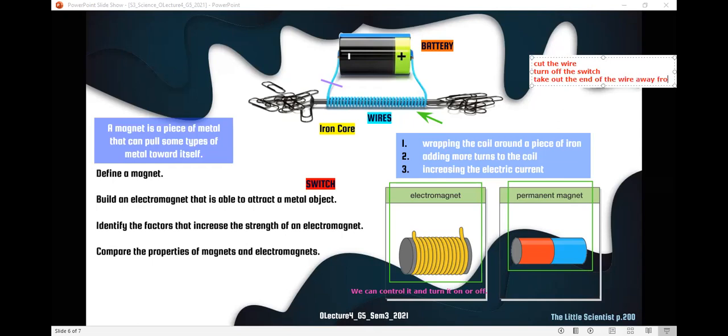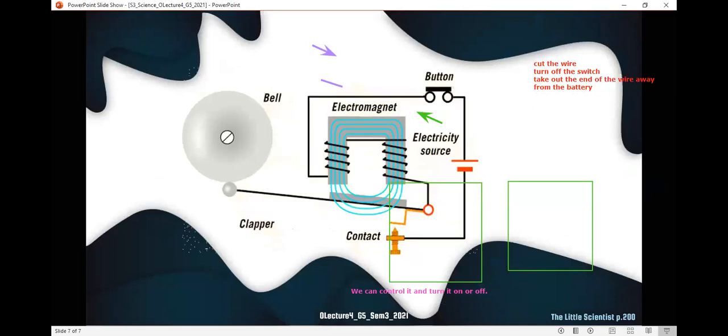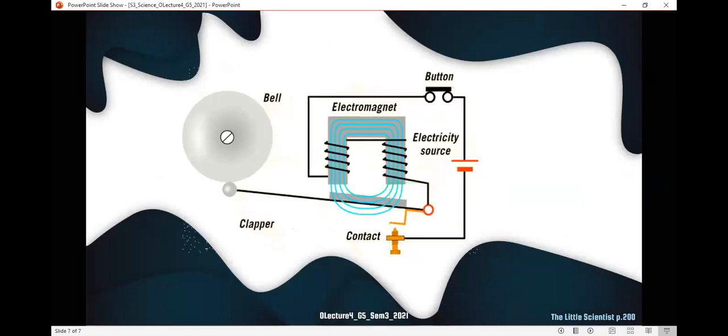Away from the battery. We remove the coils away from the battery. Nothing complicated, we just remove the wire, the end of the wire, from the battery. Okay. By the way, electromagnets are used in lots of places around you.